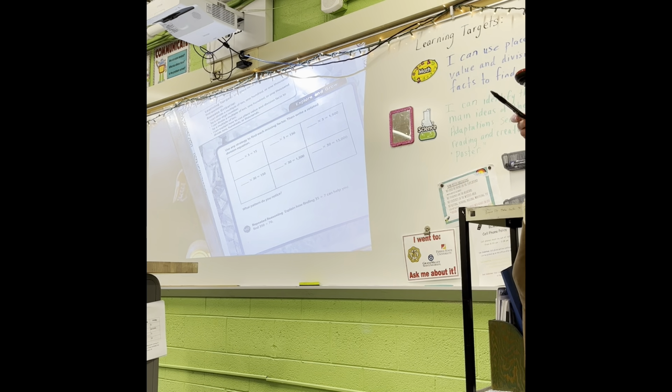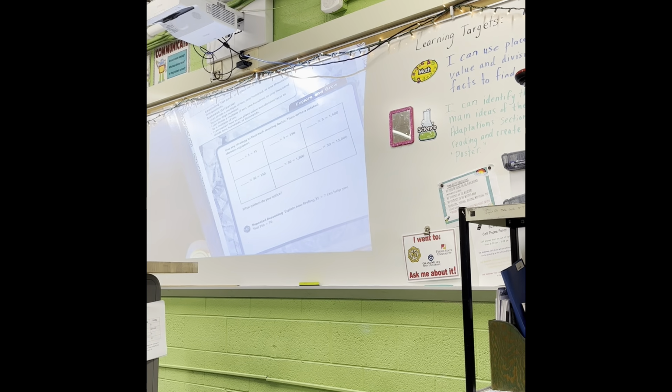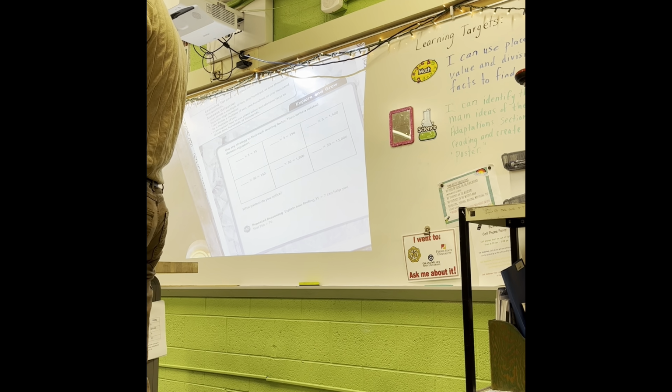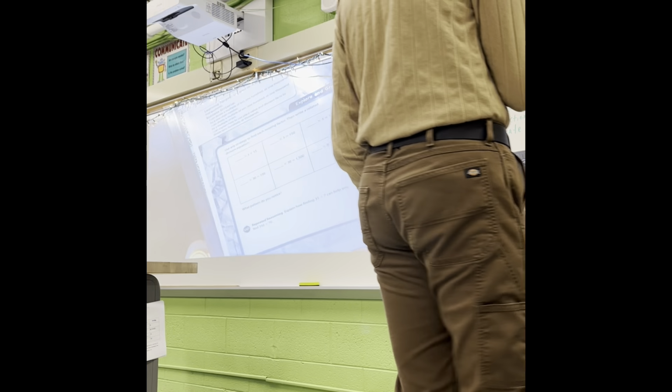Today what we're gonna do is we're going to use place values and division facts to find quotients. What's a quotient? Anyone know? Landon. The answer to what kind of problem? Division problem. The answer to a division problem. Quotient is the answer to a division problem.